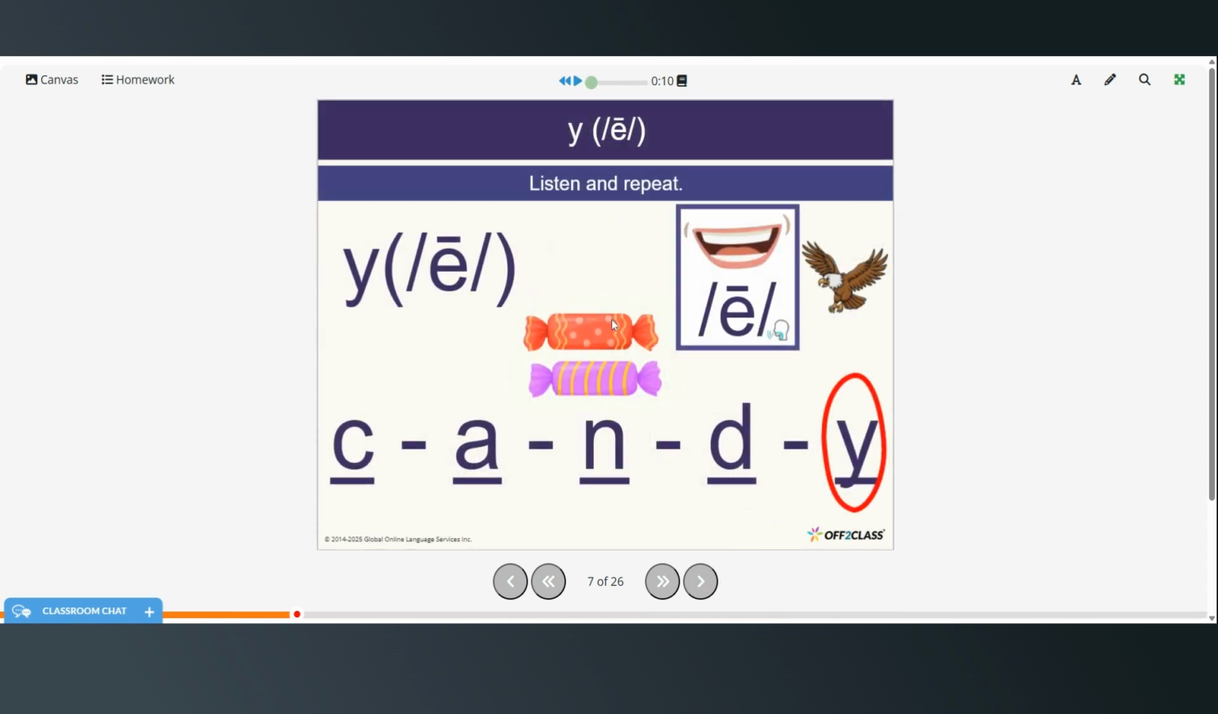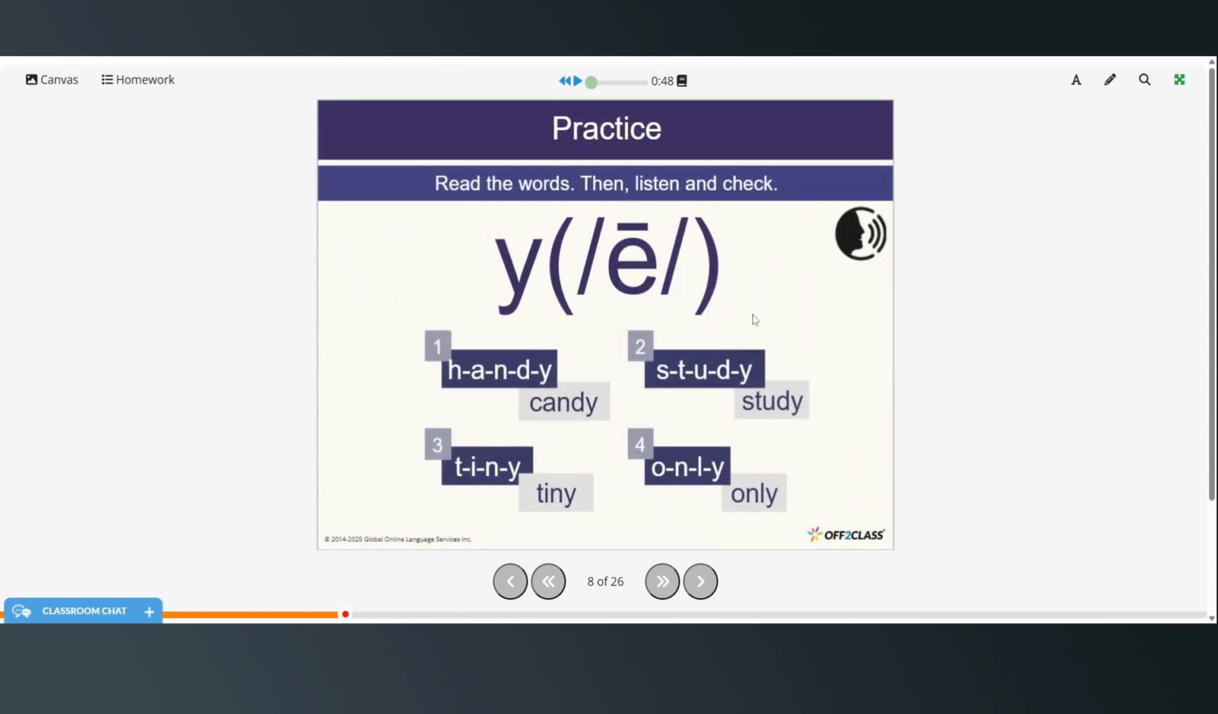Now we're going to look at the Y when it sounds like the letter E. So go ahead and listen and repeat. E, E, E, candy. Now practice sounding out these words and then restart the video to listen and check.